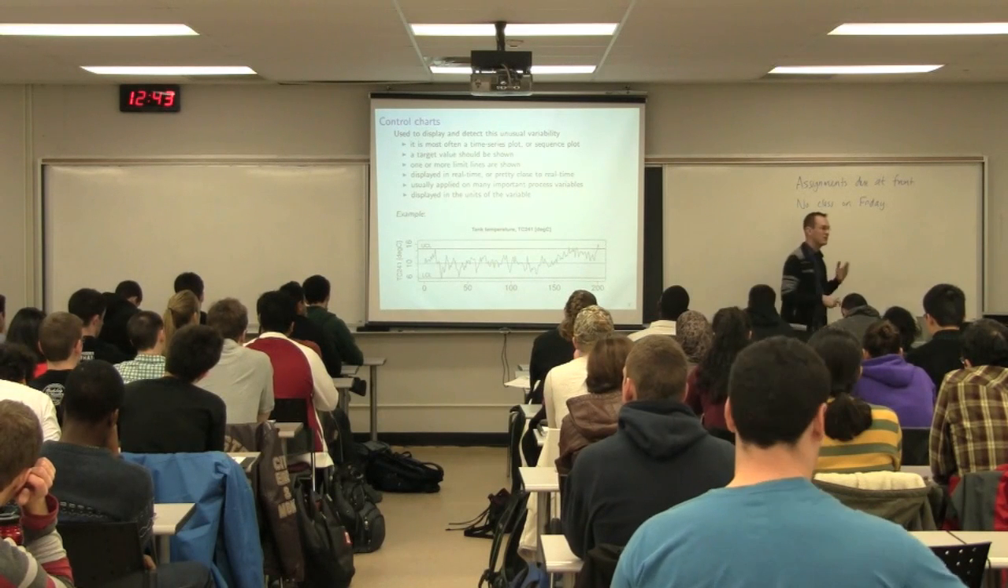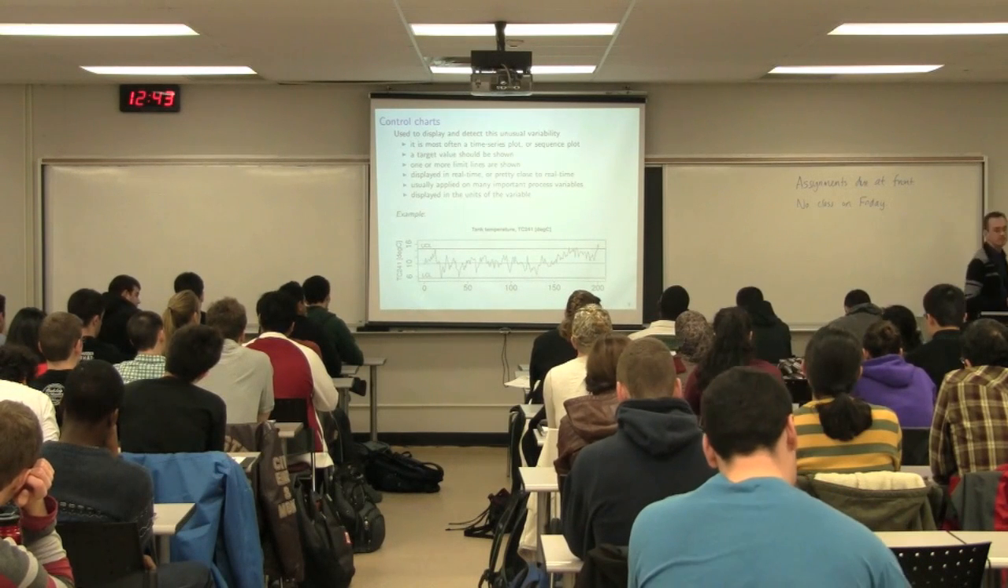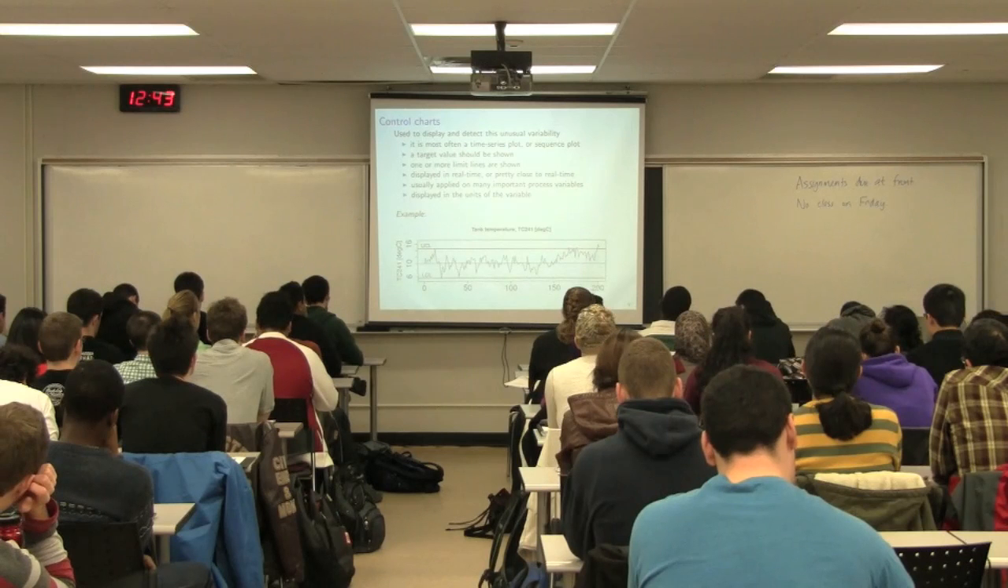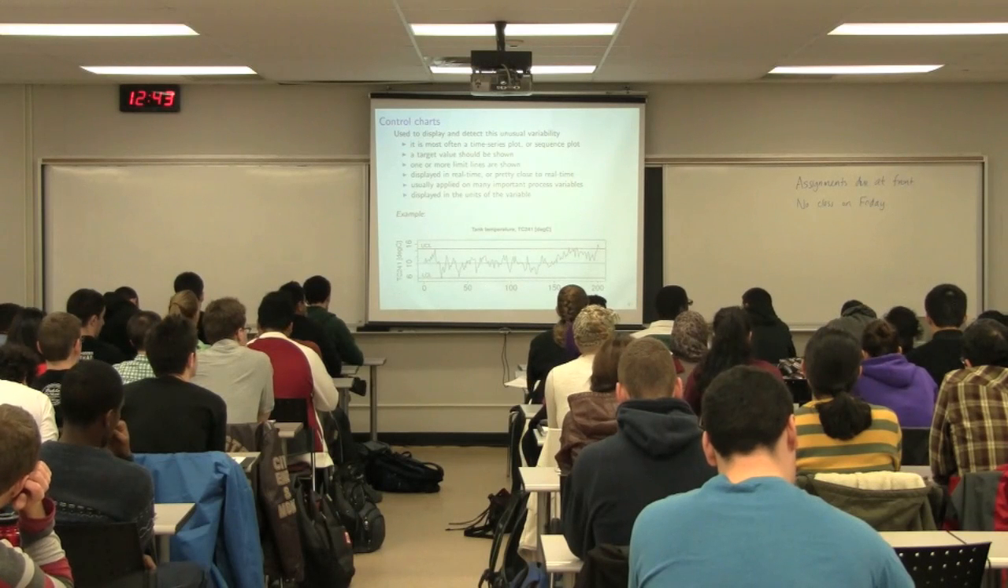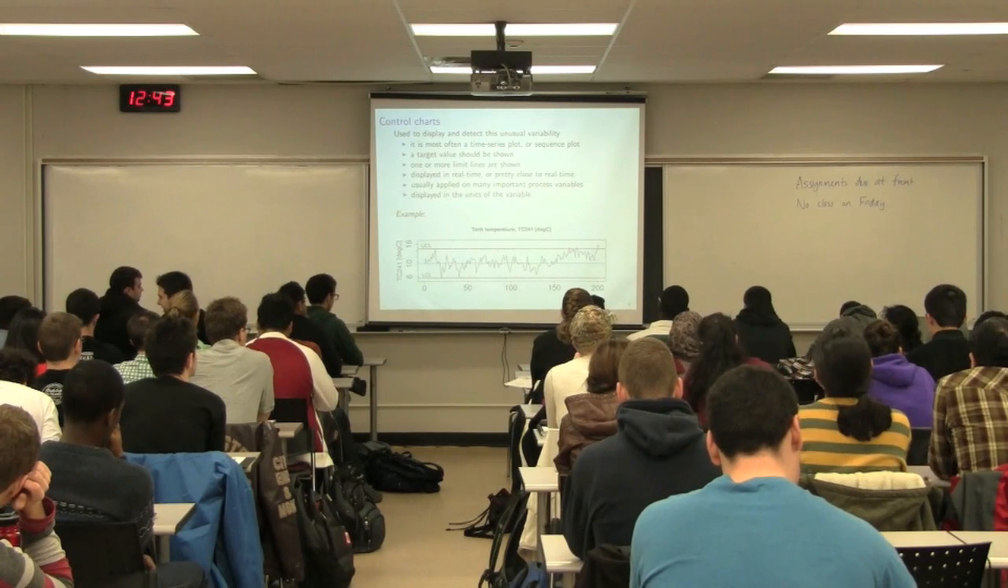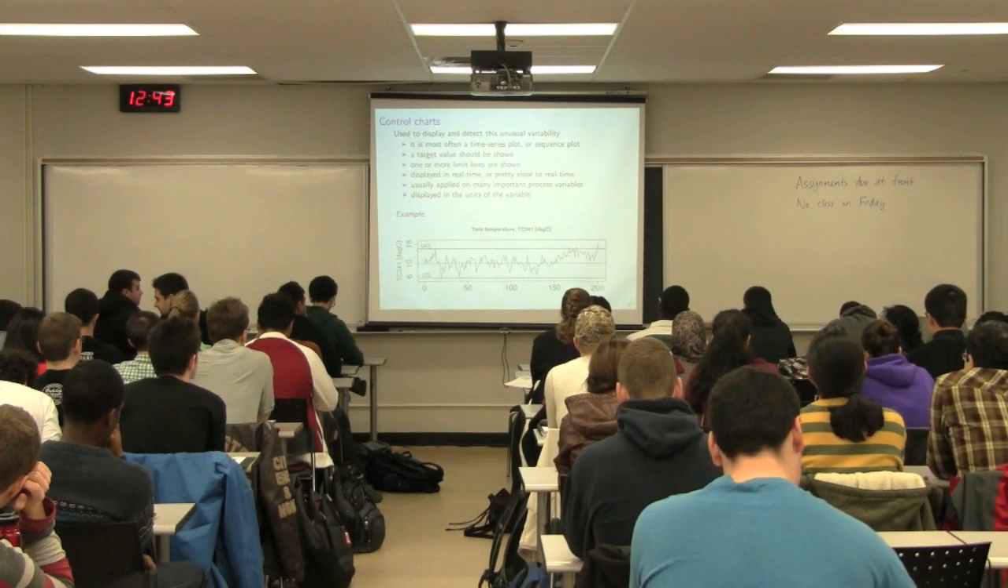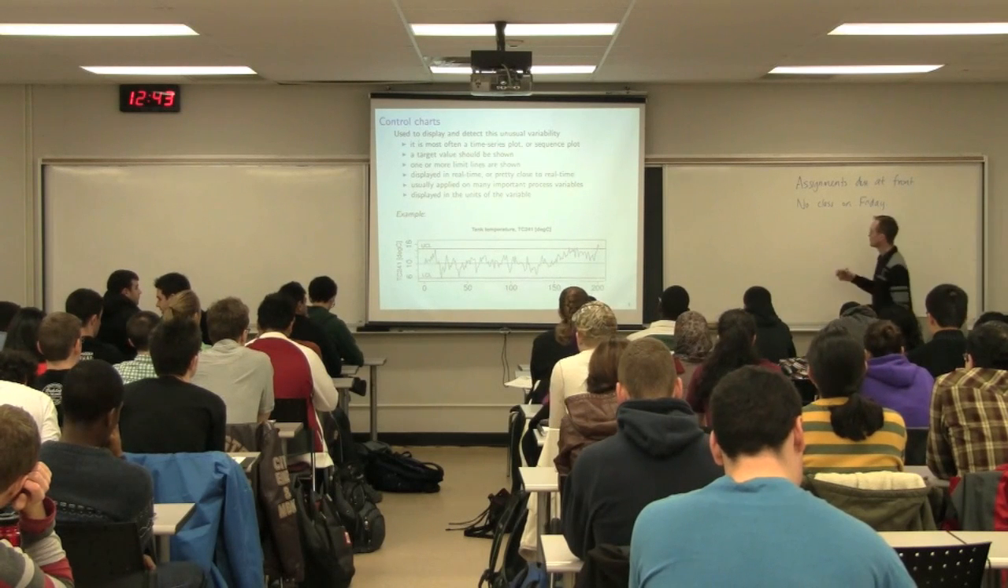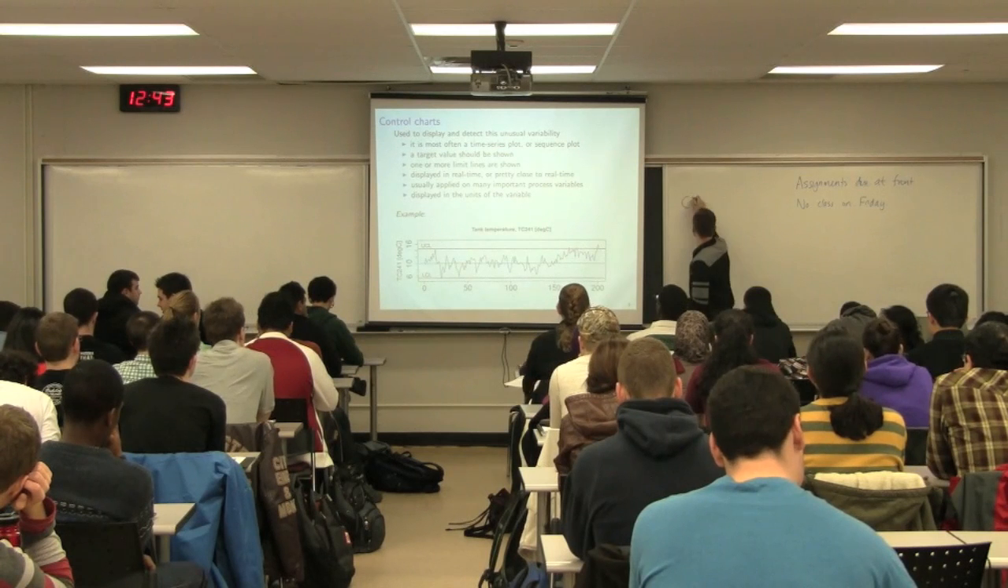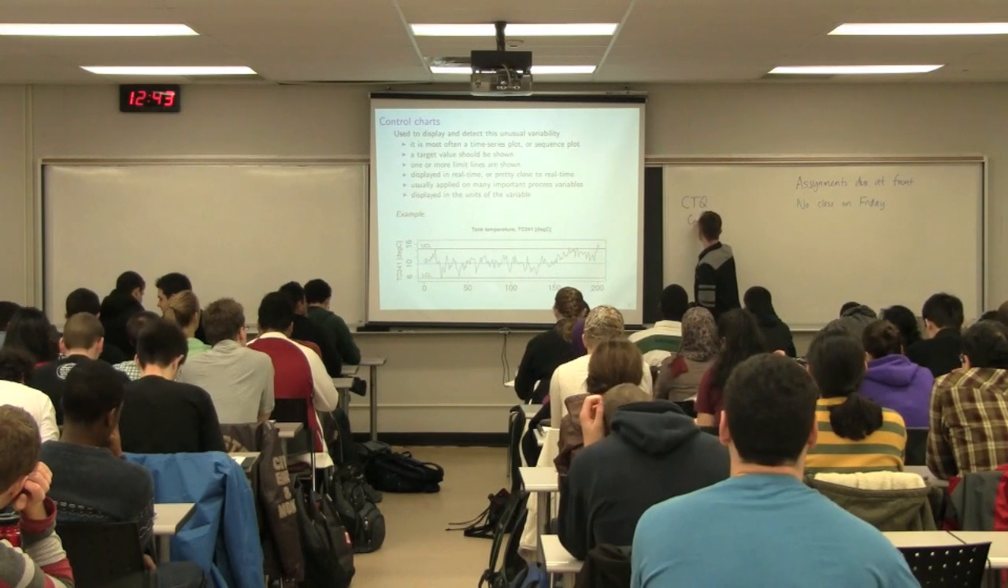So how do companies pick which one to monitor? They use their knowledge internally of what the variables are that are most strongly related to quality. So that's often called CTQs, critical to quality variables. So they monitor their CTQs.